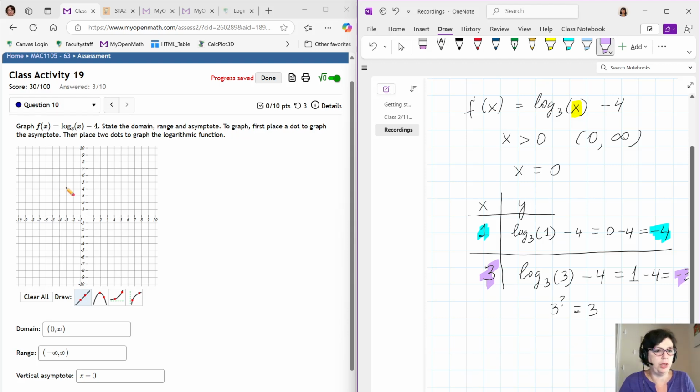So let's take a look at graphing it. First, you want to select the log. Okay, then we want to select the asymptote, which in this case, again, is the same x equals 0 because negative 4 is outside of the parentheses. And then we are going to plug our 1, negative 4 as the first point and 3, negative 3 as the second point. And I think we are done here.